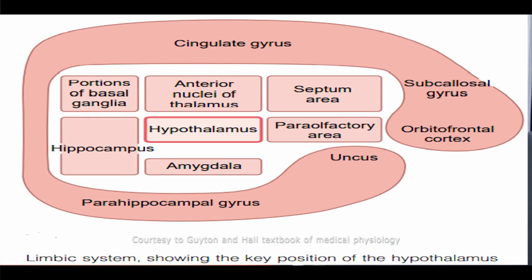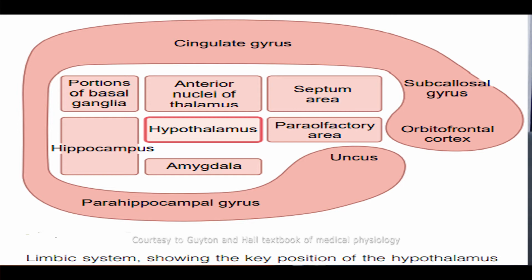This schematic illustration shows the key position of the hypothalamus in the limbic system. Surrounding the hypothalamus, we can see other subcortical structures of the limbic system, including the septum, the paraolfactory area, the anterior nucleus of the thalamus, portions of the basal ganglia, the hippocampus, and the amygdala.